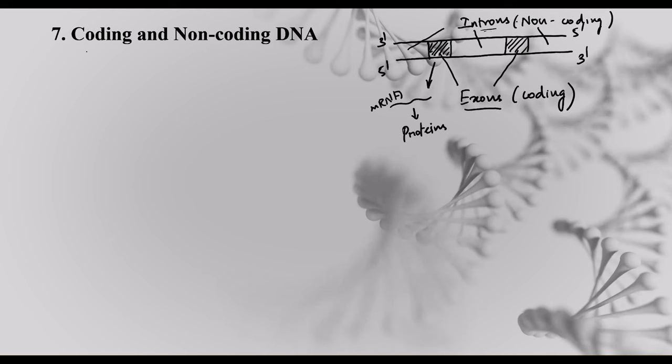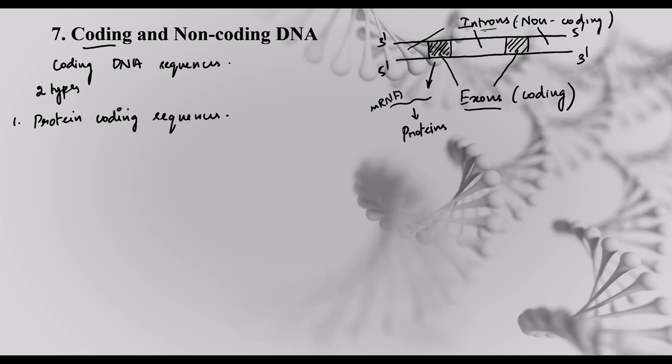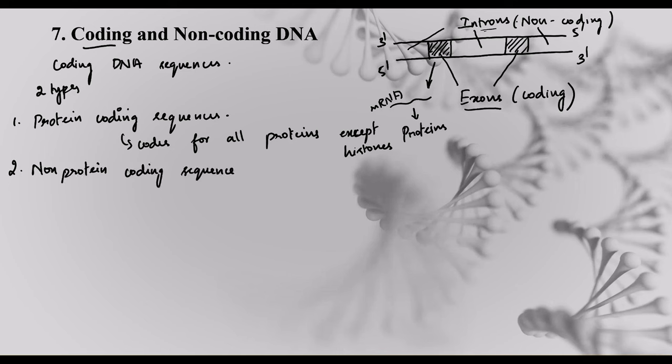So first let's speak about coding DNA. It consists of coding DNA sequences, obviously. In the coding DNA sequence, there are two types. The first is protein coding sequences. Protein coding sequences code for all proteins except histones. And the next is non-protein coding sequences. These sequences code for tRNA, rRNA and also histones. So we have to be very clear about what is coding and non-coding DNA, which is exons and introns. Exons code for all the proteins. Introns are a non-coding part which is non-functional.